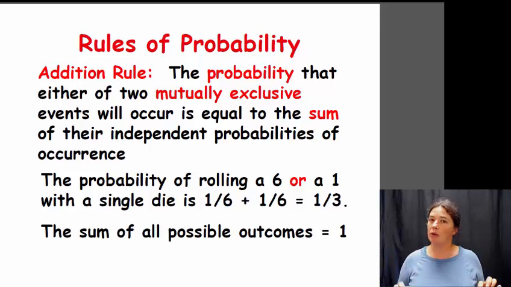Okay, and that's going to become really important in population genetics because we're going to be looking at the probabilities of different genotypes, and those probabilities will always equal 1. Okay, so just bear that in mind. Just tuck that away for future reference.